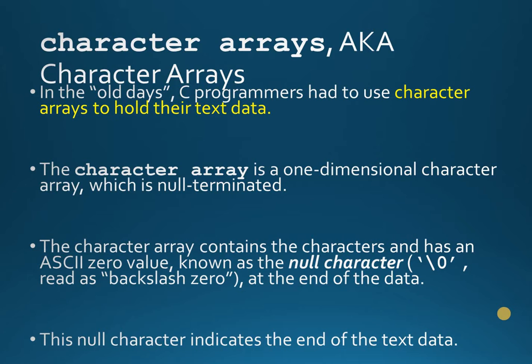It's basically a one-dimensional array of characters, which includes at the very end something called a null character or a null terminator. The null terminator is \0. I know it looks like two characters, but it's considered one. And you can see that it's a character because it has single quotes around it. And the null terminator tells the array when the text data is finished.